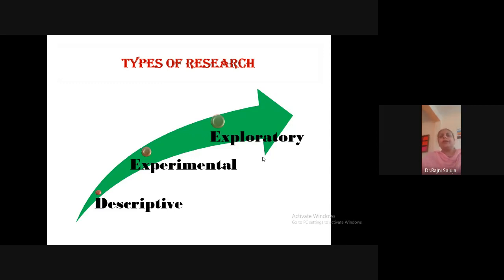Then exploratory. Exploratory study provides the basis for later findings. It means we have to explore a particular thing. We are new to that particular field, and we want to get insight into that area or field of research, so that we first start exploring it. We just get insight into a particular area of interest or area of research.